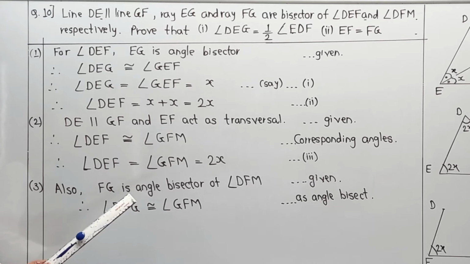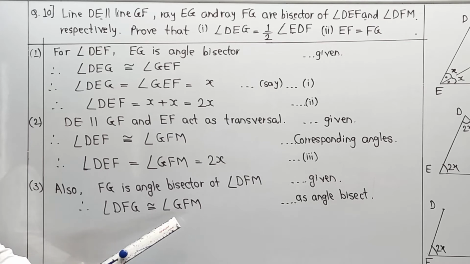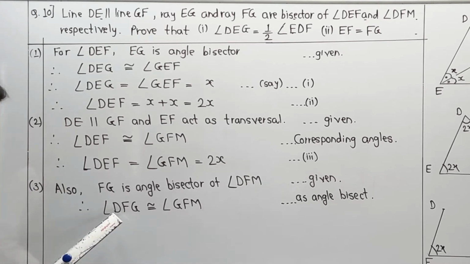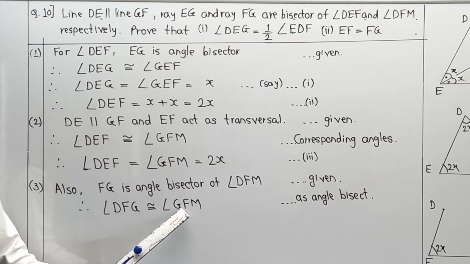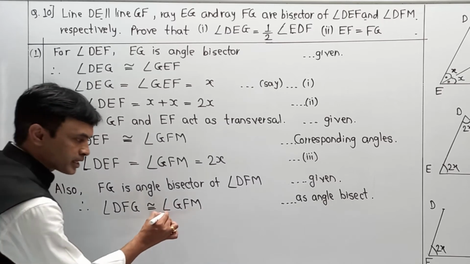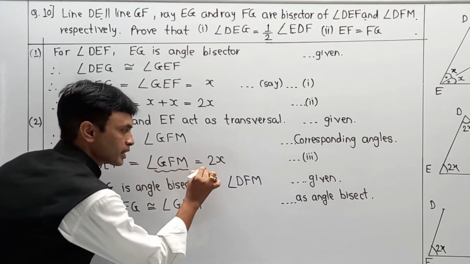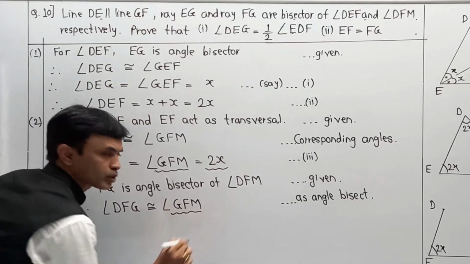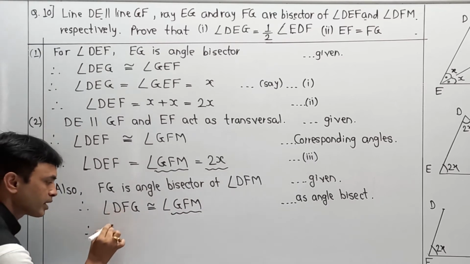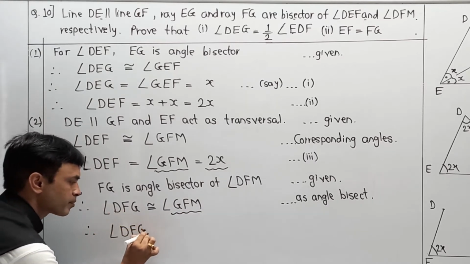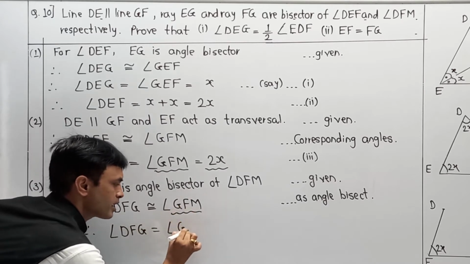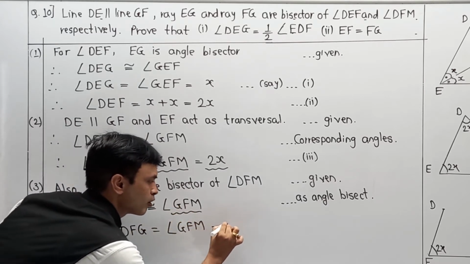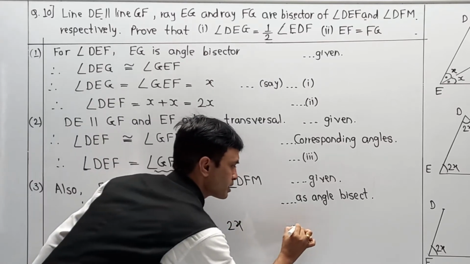As FG is the angle bisector of angle DFM, angle DFG is congruent to GFM. But as per our part, GFM is 2x. If it is 2x, automatically this is also 2x. So taking the reference of that, angle DFG is equal to angle GFM is equal to 2x. I'm going to give it as equation number 4.